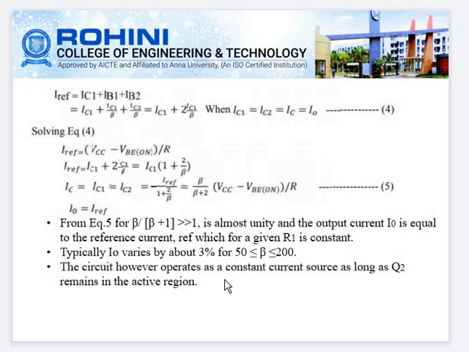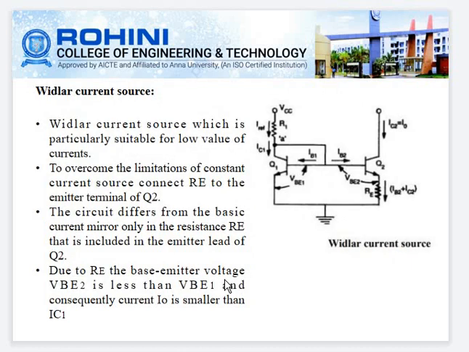From equation 5, the value of beta by beta plus 1 should be greater than 1 or almost equal to unity. The output current I0 is equal to the reference current I reference, which for a given R1 is a constant. Typically, the output current I0 varies about 3% for betas between 50 and 200. The circuit, however, operates as a constant current source as long as Q2 remains in the active region. Widlar current source.